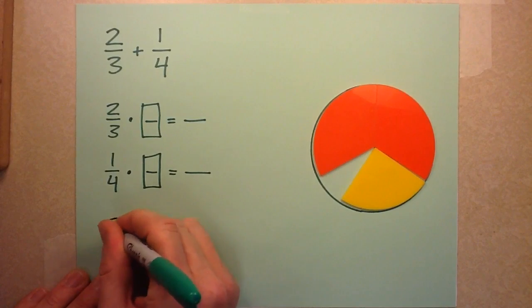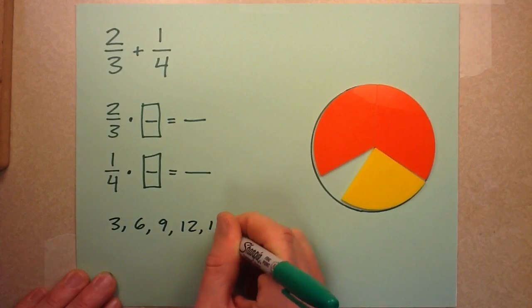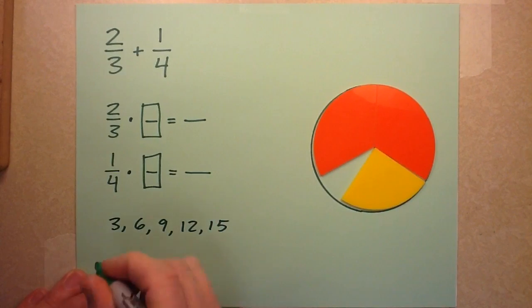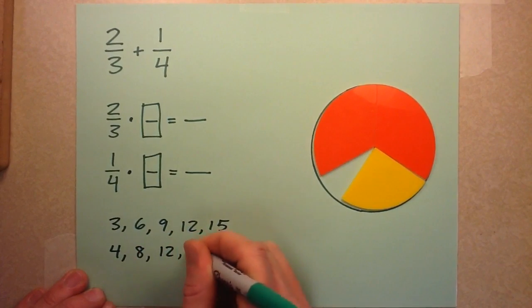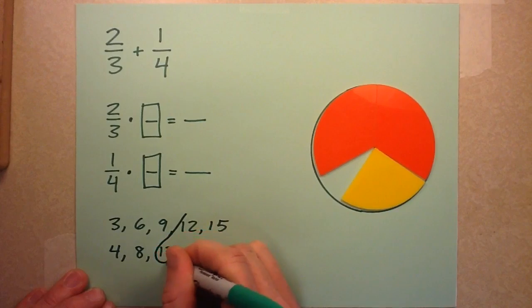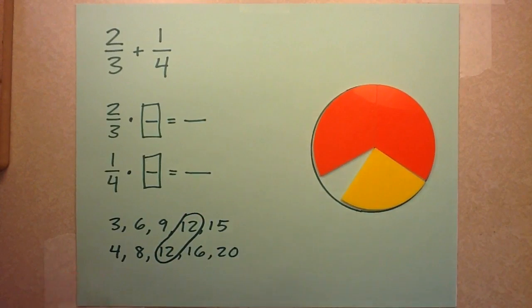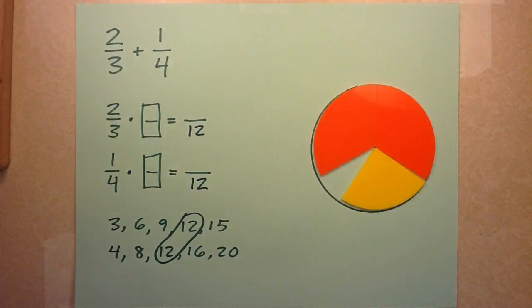So I'm going to list multiples of 3 here, 3, 6, 9, 12, 15. I could keep that list going if I need to. And I'm going to list multiples of 4, 4, 8, 12, 16, 20. But oh, wait a minute. Here I've got 12 as the least common multiple of both of these. Now you don't have to use the least common multiple, but if you do, it keeps your numbers and your fractions a little bit smaller and easier to work with. So I want to change both of these fractions so they're written as 12ths.